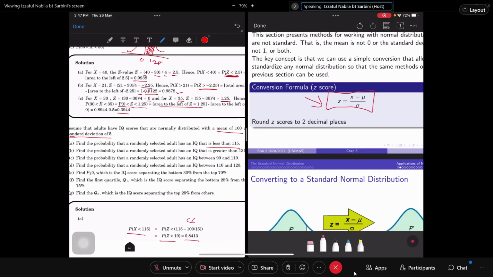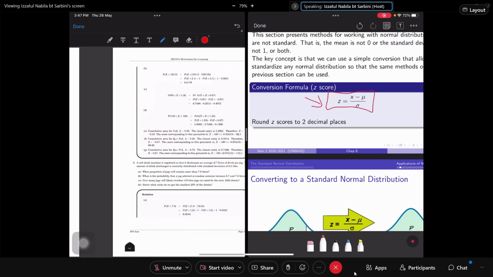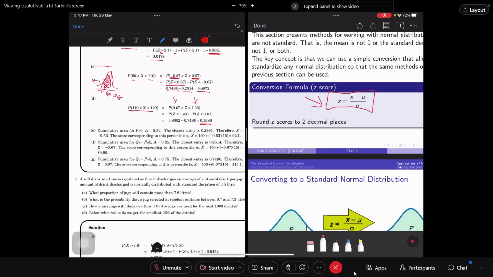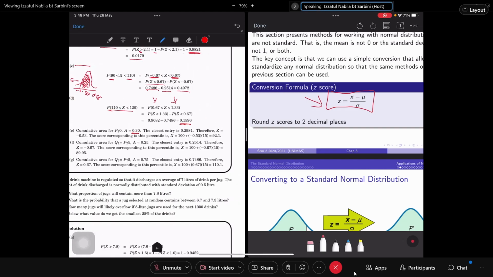So, we want to find the probability P30, which is the IQ score separating the bottom 30% from the top 70%. Okay, so the percentile is 0.30, right? So our area is 0.30. So you look at the body of the table, because this is the area, the probability. So you look at the body of the table and find the closest to 0.3. Okay, so the closest entry that you can find from the table is 0.2981. So you have to look.